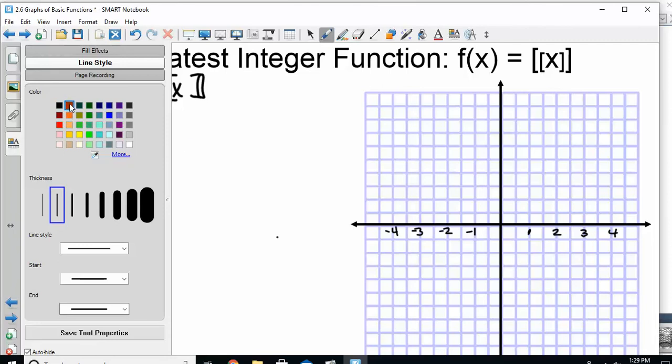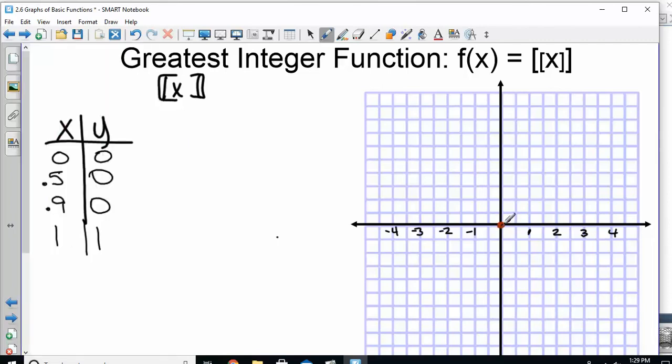So if I'm plotting this, we had 0, 0, 1/2 still gave me 0, 0.9 still gave me 0, but when I put in 1, I got out 1. You are down here getting out 0 up until the very end when you put in 1. So what do I need to put down here? Open circle.